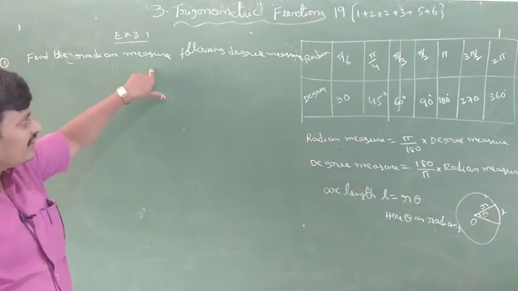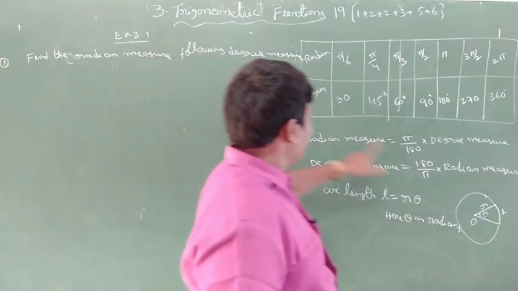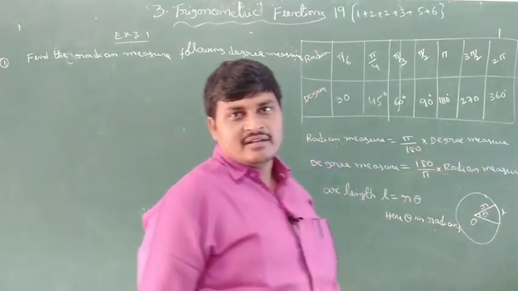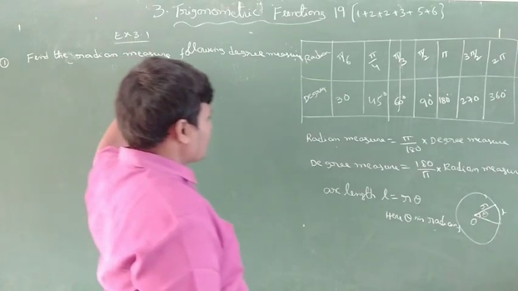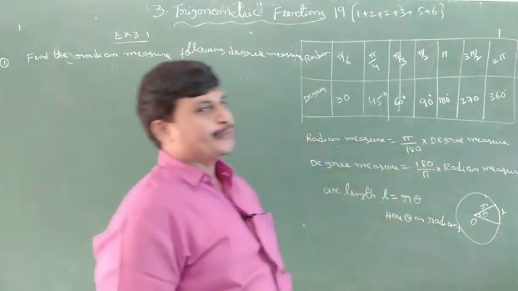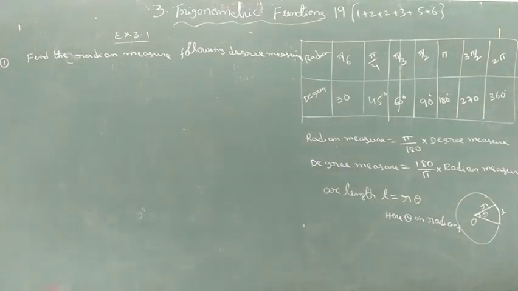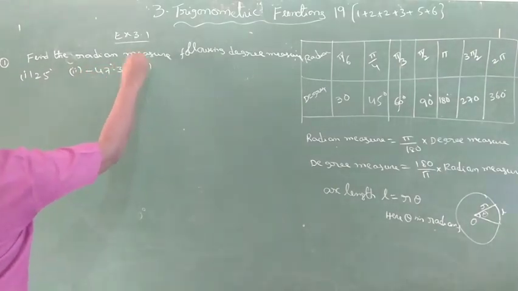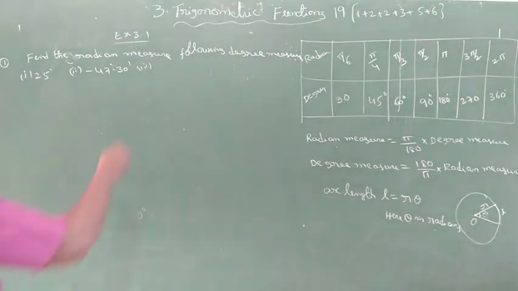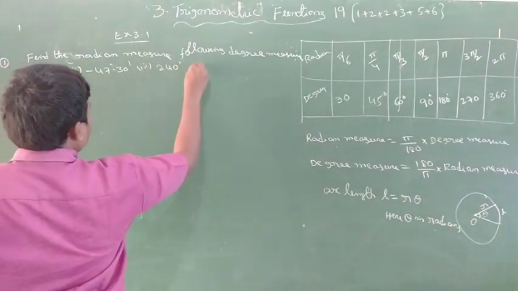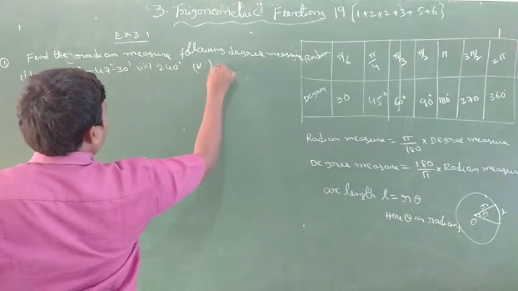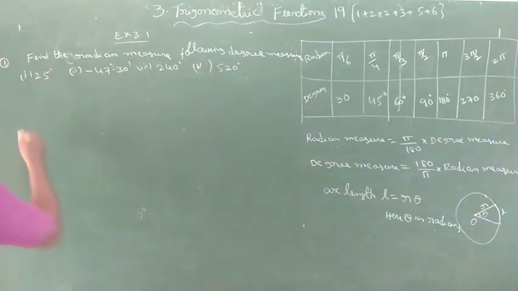Which one is given? Degree measure is given. Find the radian measure. So, multiply by pi by 180. The first one is 25 degrees. The second one is minus 47 degrees 30 minutes. The third one is 240 degrees. The fourth one is 520 degrees.